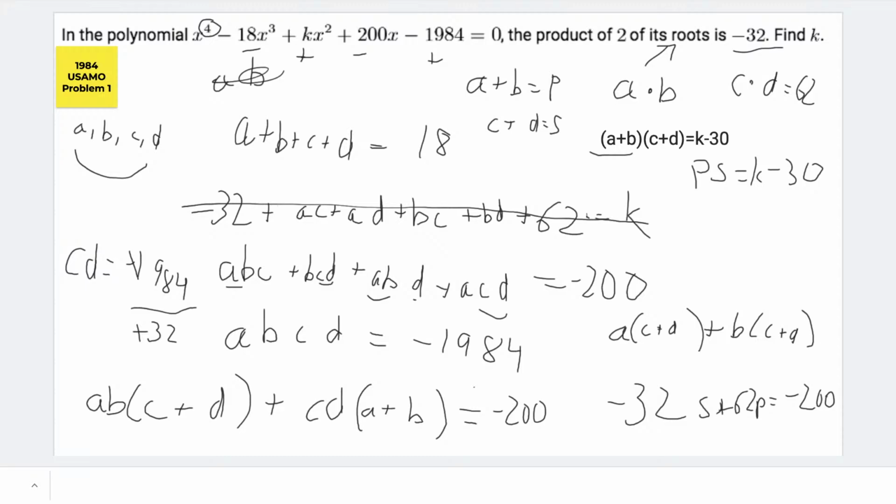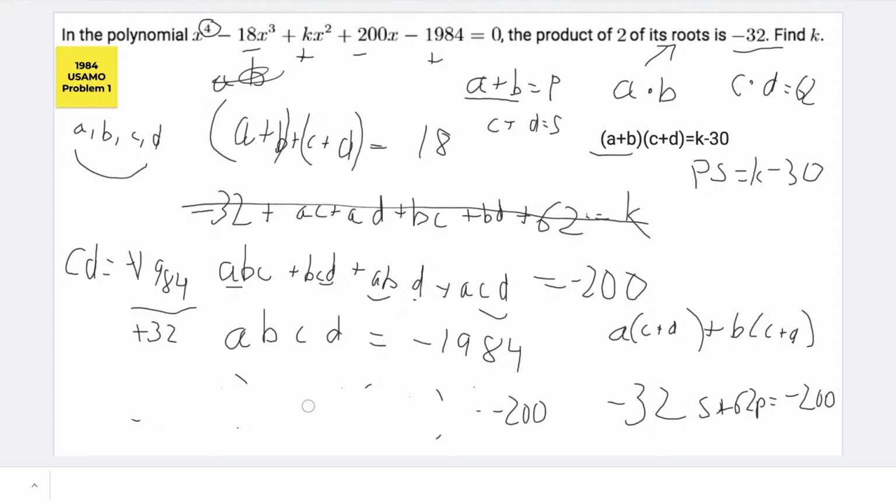So we do have two expressions. We also have A plus B plus C plus D equals 18. That's the same as A plus B, in brackets, plus C plus D, to make it clear that we have A plus B as P and C plus D as S, which means P plus S equals 18. And now we have two variables and two equations. P plus S equals 18, and 62P minus 32S equals negative 200.